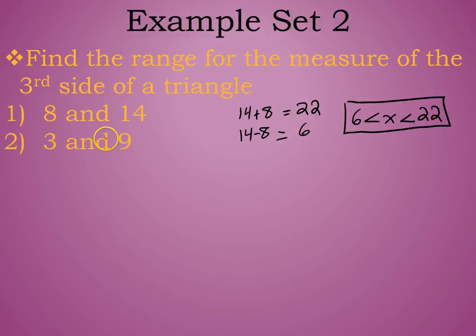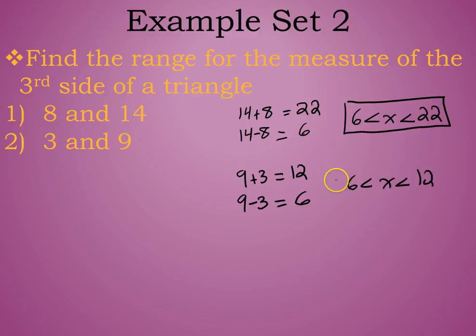Same concept here. If I want to determine the range, I add the two sides together. That tells me the upper limit of the range. Now I subtract them, bigger minus smaller, to tell me the lower limit. So for this case, the third side has to be between 6 and 12. Anything equal to 12 or bigger will not work. Anything equal to 6 or smaller will also not work. So that's all you have to do to find the range: add them together, and subtract the bigger minus the smaller. That forms your upper and lower limits.